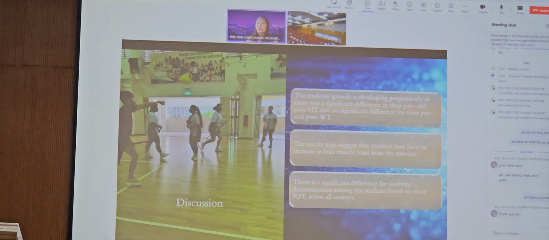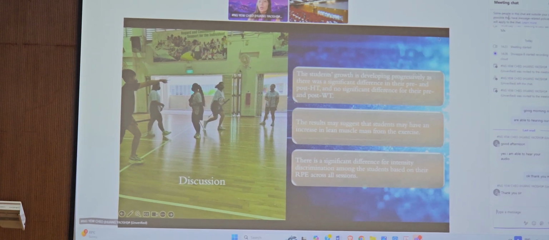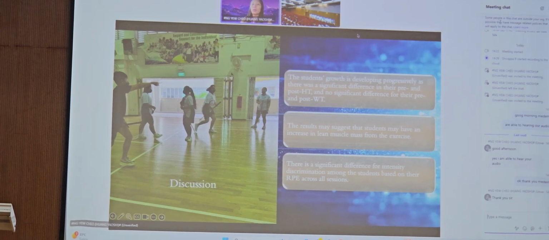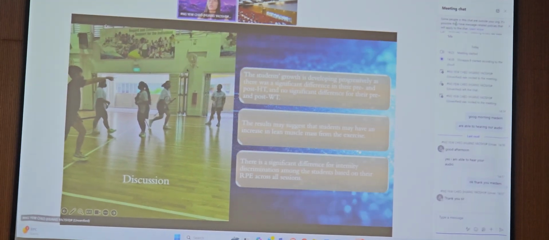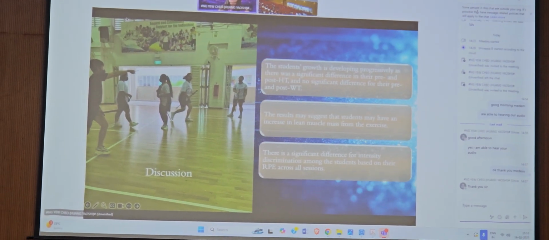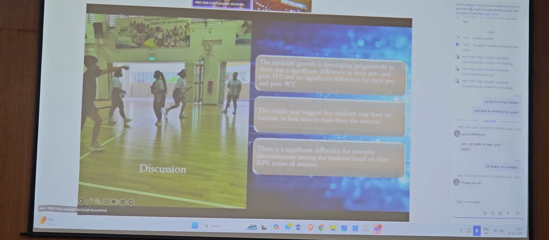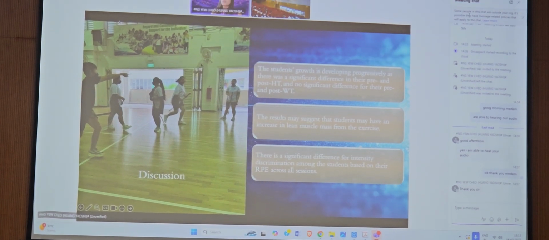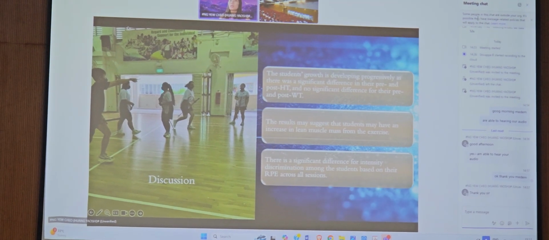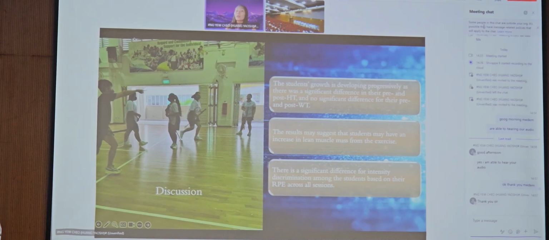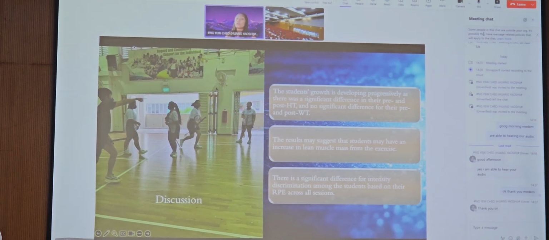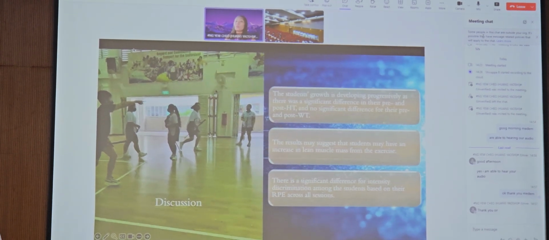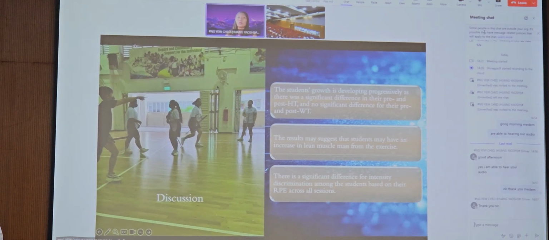So actually our students, their growth is developing progressively as there was a significant difference between their pre and post height, although there's no significant difference between their pre and post weight. So this may suggest that students may have an increase in lean muscle mass from the exercise. And there's also a significant difference for intensity discrimination among students based on their RPE across all sessions.